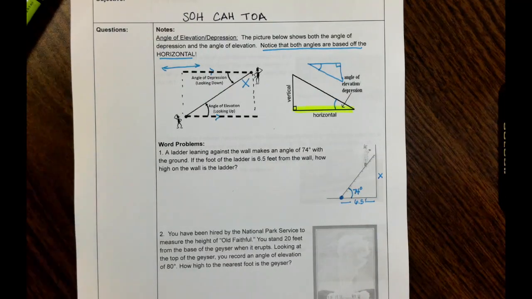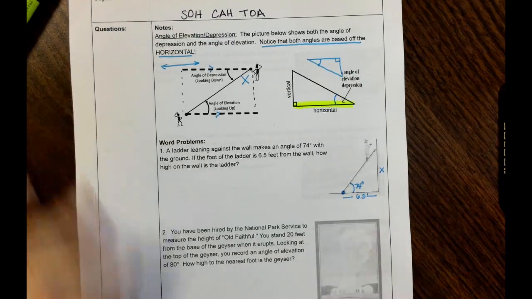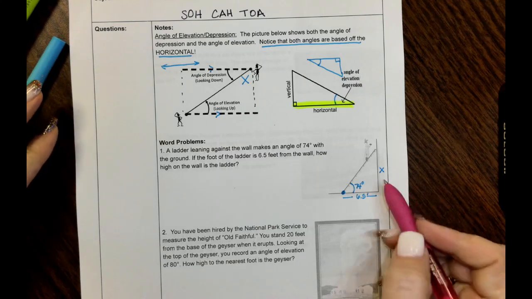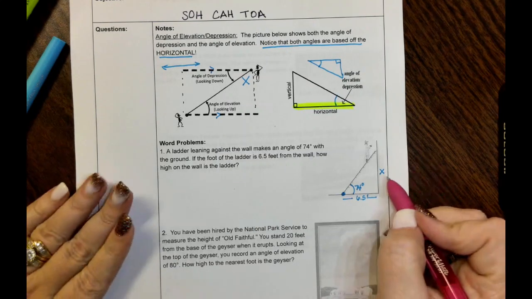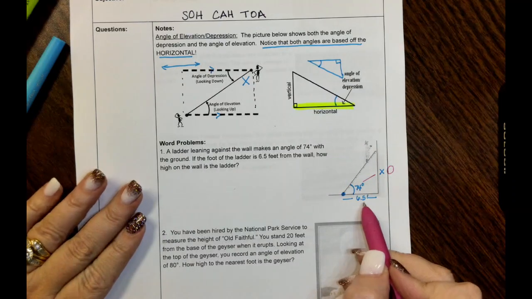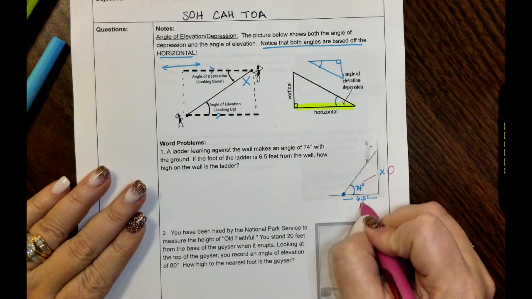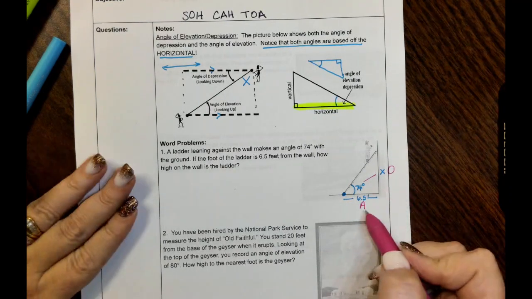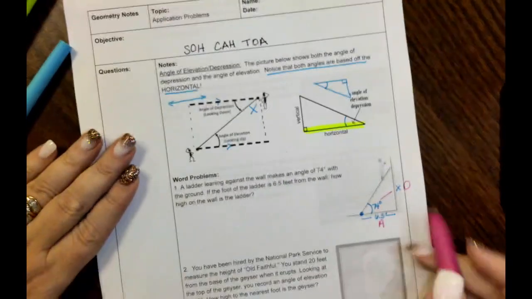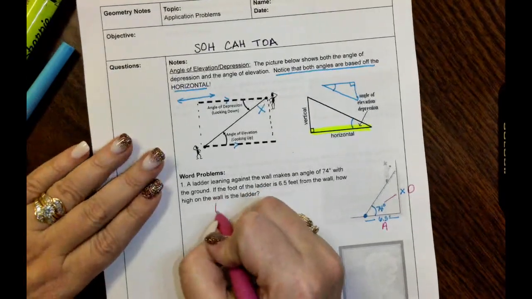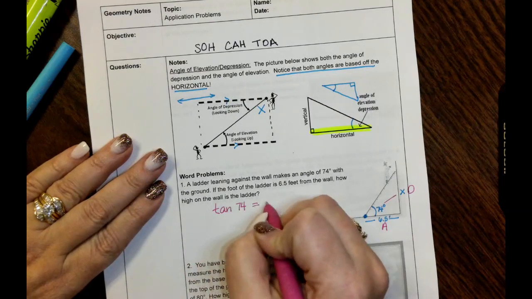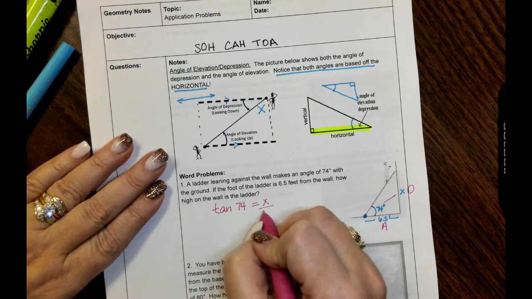So now forget the words. Just look at your sides. So go back to our steps, just like we've been doing. Determine what sides that you have. Label your sides. So x is opposite of the 74. So this is our O. The 6.5 is adjacent to the 74 degrees. And so I want to use O and A. O and A is tangent. T-O-A. So to set up the formula, it's the tangent of the angle, which was 74, is equal to the opposite side, which is x, over the adjacent side, which is 6.5.